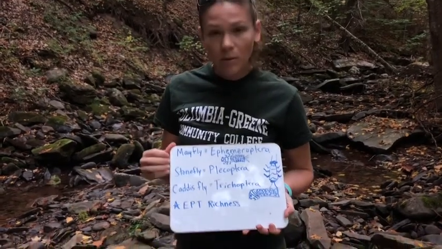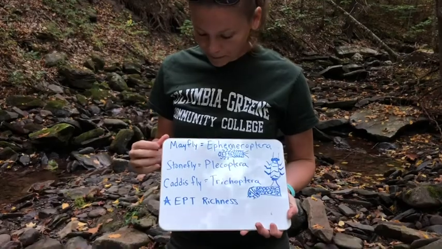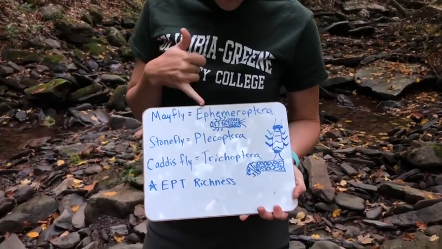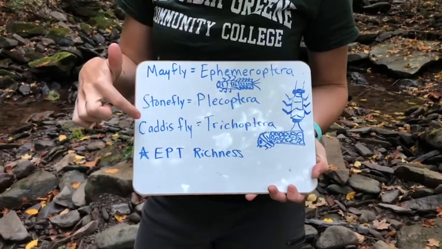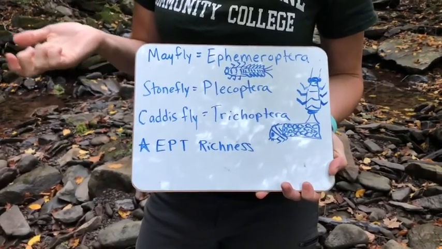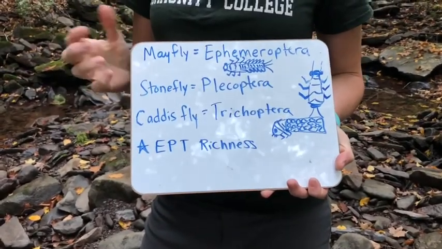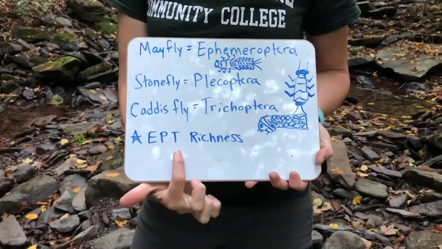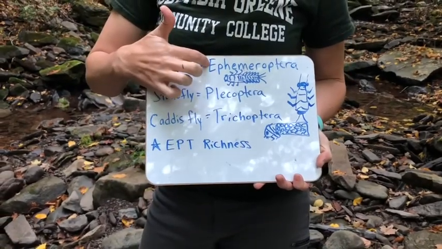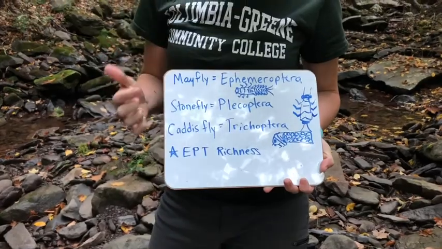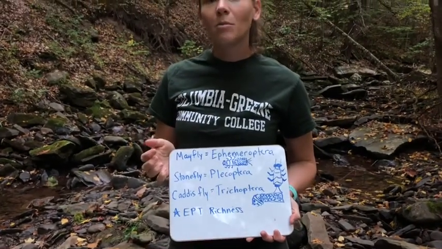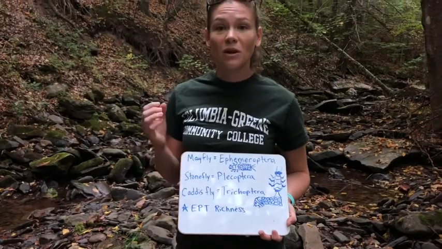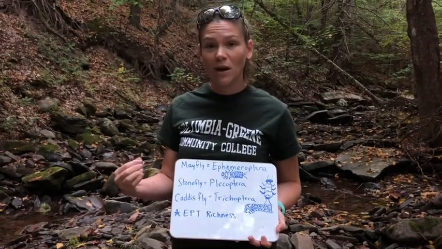There are 3 particular groups that are really important. The mayflies, which are the Ephemeroptera, the stoneflies, which are the Plecoptera, and the caddisfly, which is Trichoptera. Sometimes you may see something called EPT richness, and that's for Ephemeroptera, Plecoptera, and Trichoptera richness. So how many species of each of these groups did you find? They're a particularly sensitive group, because they are trying to get that oxygen right out of the water.